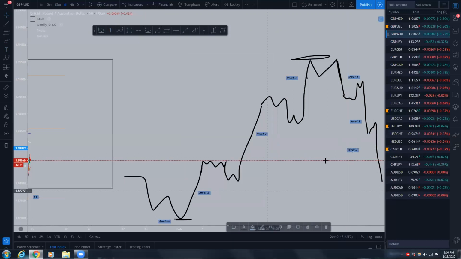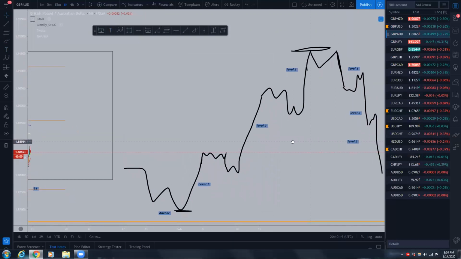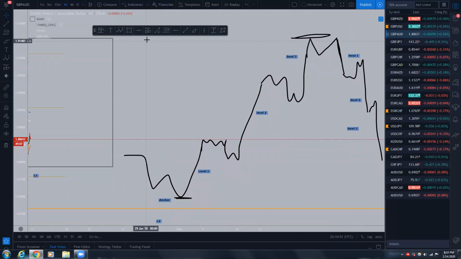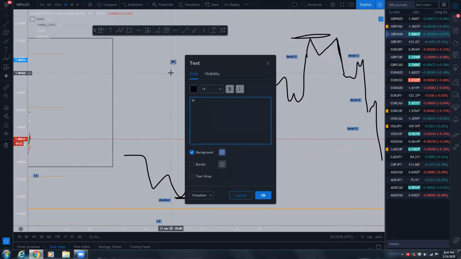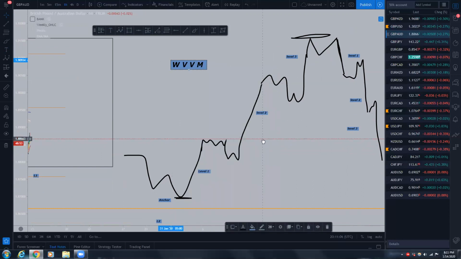Now, when you're counting your levels, there's something I want you guys to remember. Just write this down if you can. WVVM. Now, what is WVVM? WVVM allows you to keep track of your levels, just the shape that you're going to see. So on the first anchor, you're going to have a W.